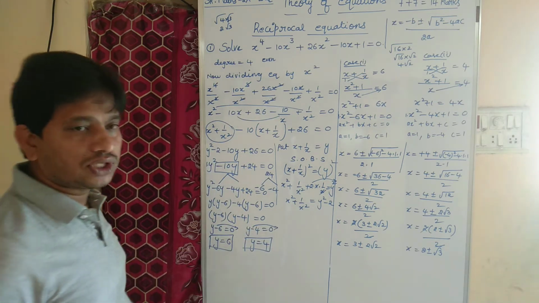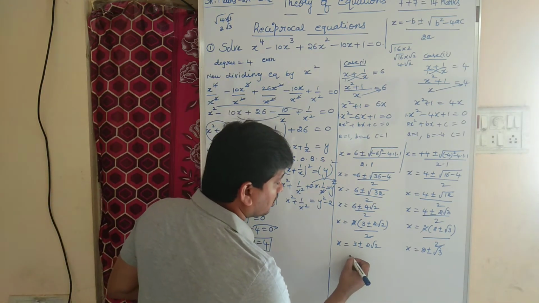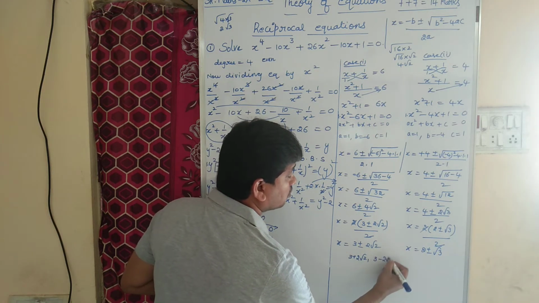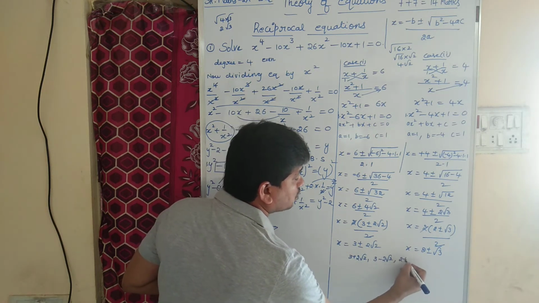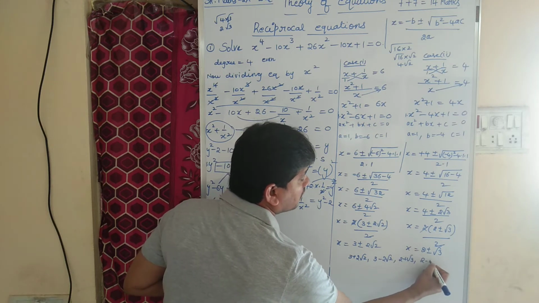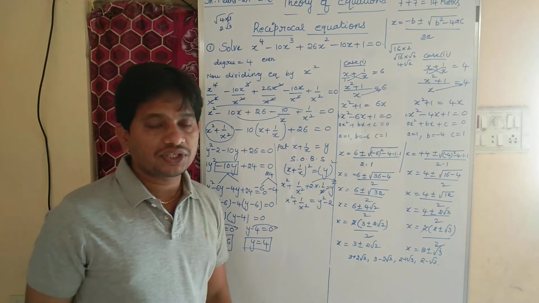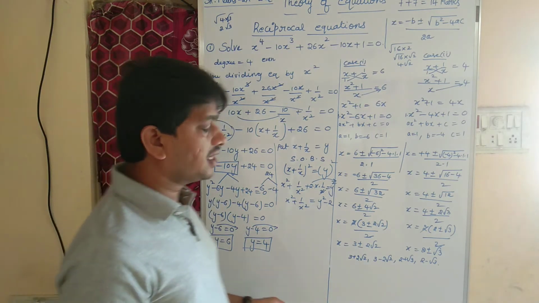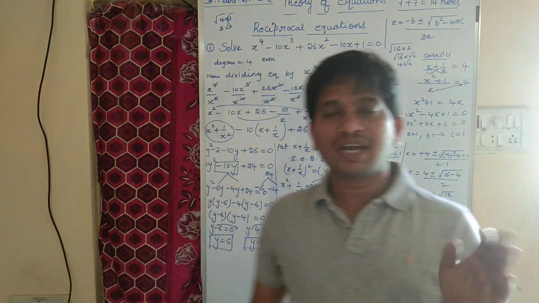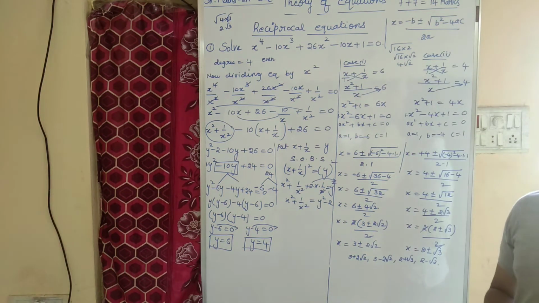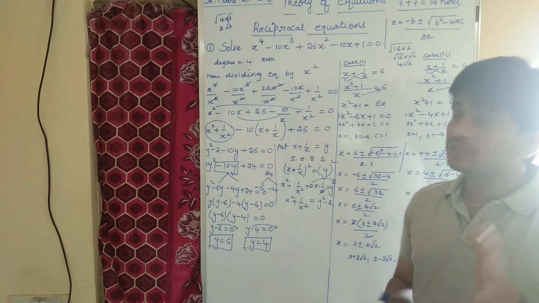So what are the 4 roots, children? One is 3 plus 2√2, the other is 3 minus 2√2, the third one is 2 plus √3, and the fourth one is 2 minus √3. Therefore, the roots of the equation are 3 plus 2√2, 3 minus 2√2, 2 plus √3, 2 minus √3.